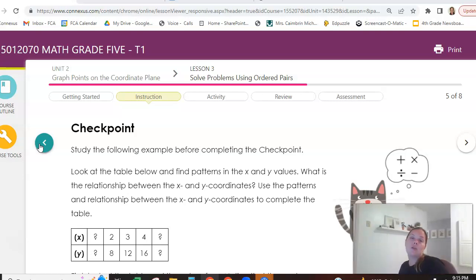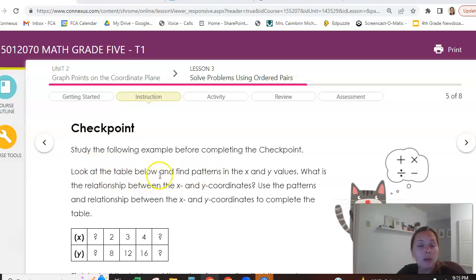This is the first page where it gets a little bit different. So we're using what we already know about ordered pairs and graphing them and putting them on the graph paper and answering questions. And we're making it a little more complicated, but still you can do this. It's using patterns. You've done using patterns in previous grades. So let's look at this example here. This is a checkpoint on page 5. It says, study the following example before completing the checkpoint.